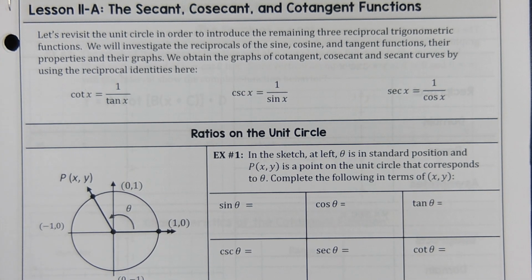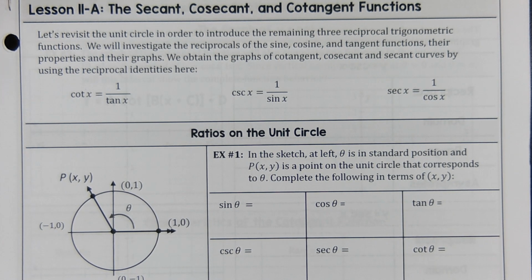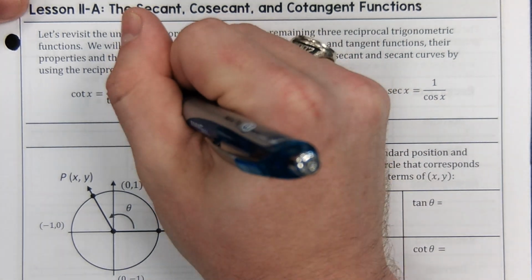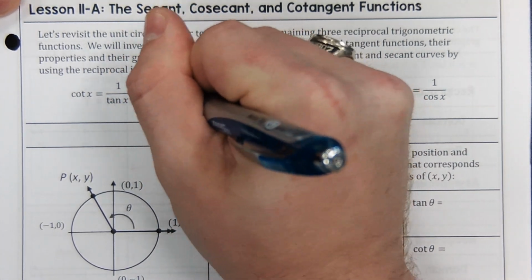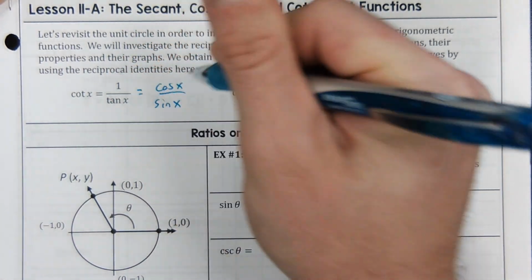Of course, we already know a fractional setup for tangent. Tangent of x is sine x over cosine x. We did that a while back. So its reciprocal, 1 over tangent, is also equal to cosine x over sine of x.